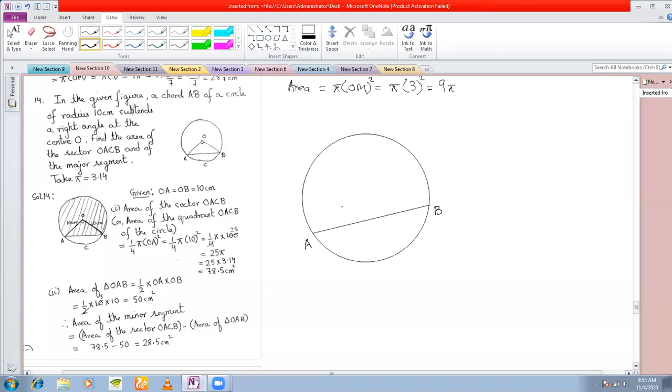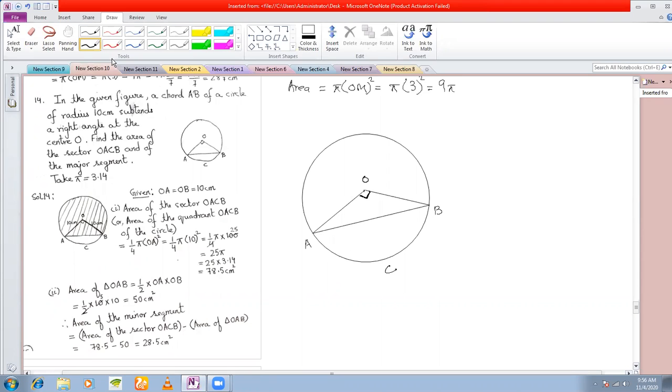Here it is given to you that chord AB of a circle of radius 10 centimeters. Let us say this is the center of the circle and the radius is 10 centimeters. This is given to you as a right angled triangle that is formed. The question is to find the area of the sector OACB, where C is any point on this arc.